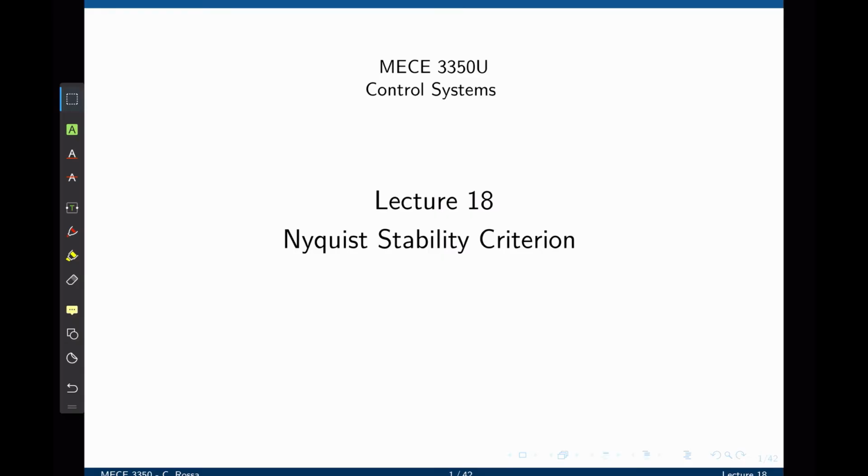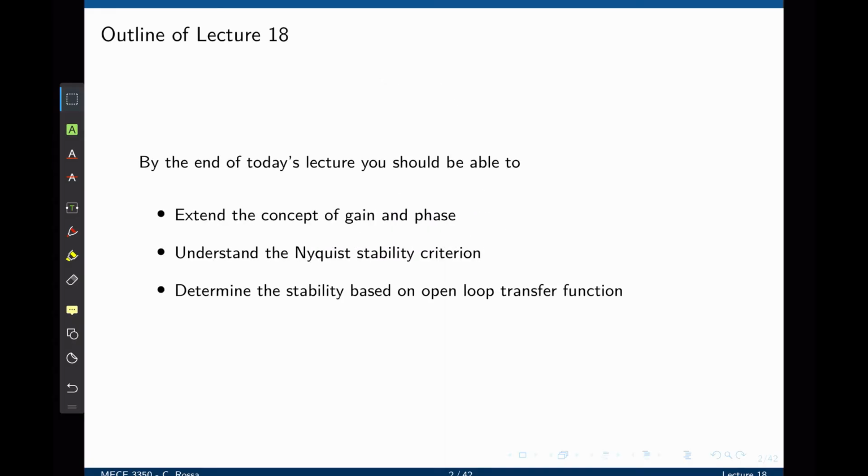One of the main advantages of the Nyquist stability criterion is to be able to infer the stability of the closed-loop system by simply looking at the open-loop transfer function, and even when the open-loop transfer function is unknown, because the transfer function can be derived from its frequency response determined experimentally. By the end of this lecture, we should be able to extend the concept of gain and phase, understand the Nyquist stability criterion, and determine the stability of a system based on its open-loop transfer function.